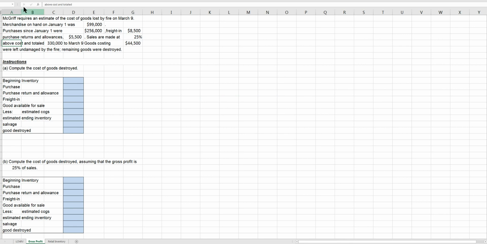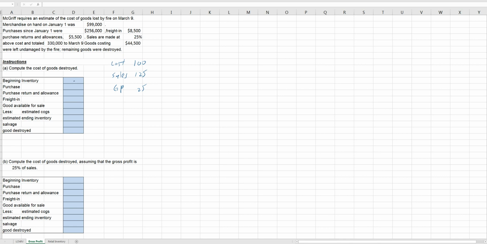So in other words, if the inventory cost is $100, and sales were made at 25% above the cost, then sales must be made at 125, right? So the gross profit, which is the difference between these two, will be $25. That's the relation.